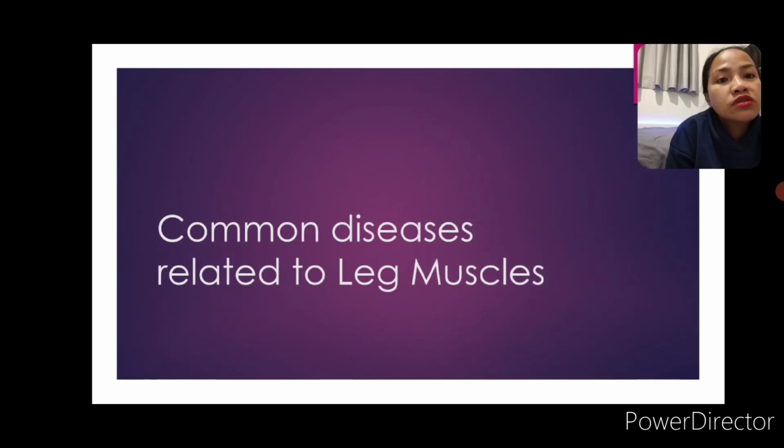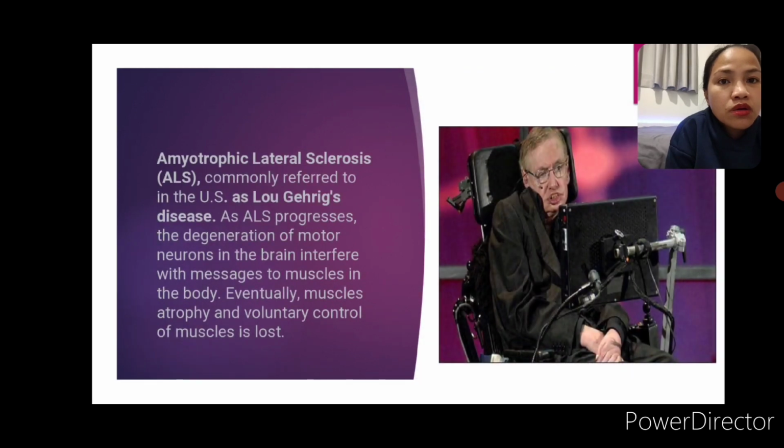Now, the common diseases related to leg muscles. Okay, the first one that I found is amyotrophic lateral sclerosis, ALS, commonly referred to in the US as Lou Gehrig's disease. As ALS progresses, the degeneration of motor neurons in the brain interferes with messages to muscles in the body. Eventually, muscles atrophy and voluntary control of muscles is lost.